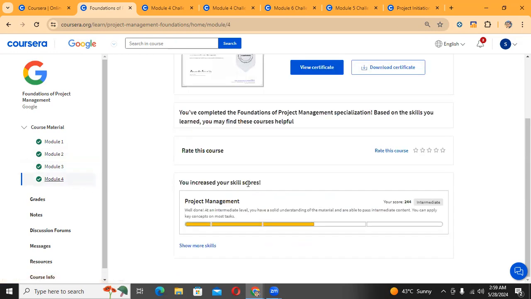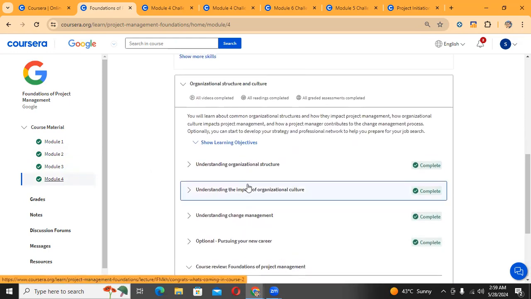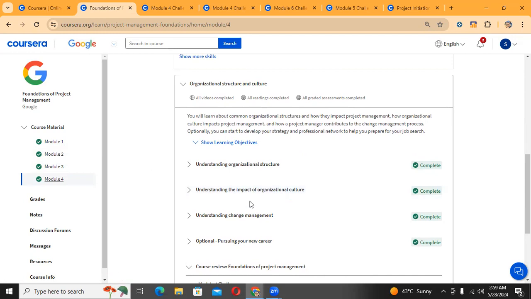In the fourth module, we have organizational structure and culture. This module examines how different organizational structures and cultures impact project management. It covers common organizational structures like classic matrix and the role of the project management office. The module also introduces change management and how project management can contribute to organizational changes.